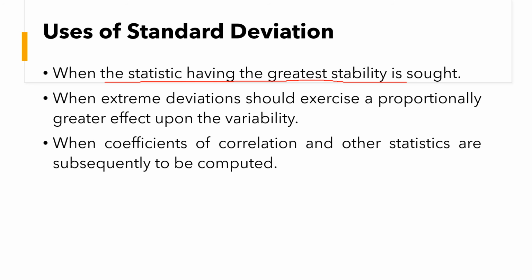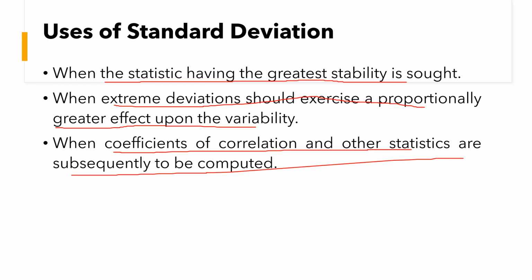It is also used when extreme deviations should exercise a proportionally greater effect upon the variability. And when the coefficient of correlation and other statistics are subsequently to be computed, we use standard deviation. That's why mean and standard deviation is a very popular terminology we generally use in our research.